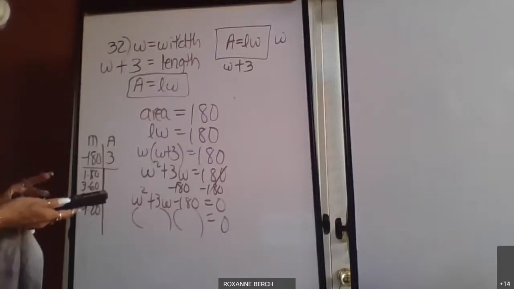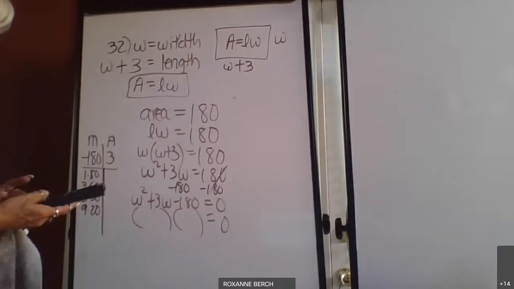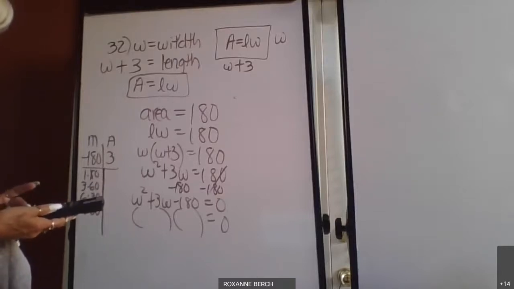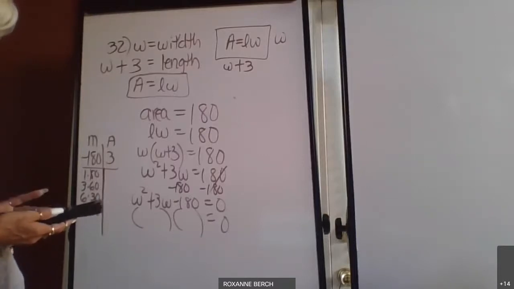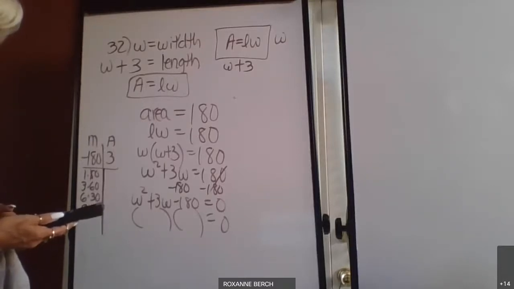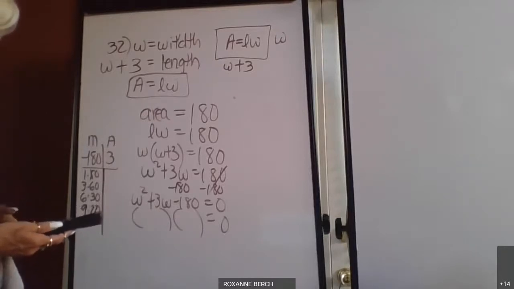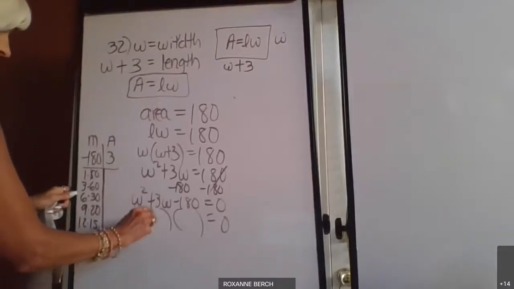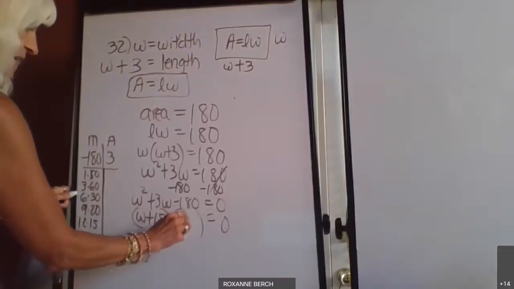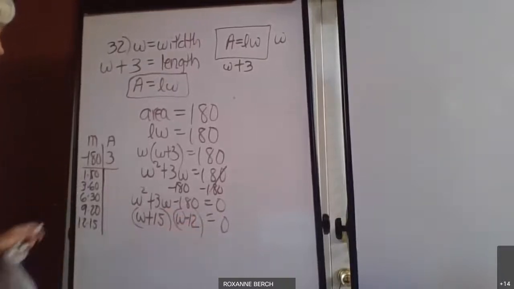So you're going to take 180 divided by 13, 180 divided by 14. Nope. 180 divided by 15. Yep. 12 times 15. Yep. And that's the one we want. So we want W plus 15 times W minus 12.